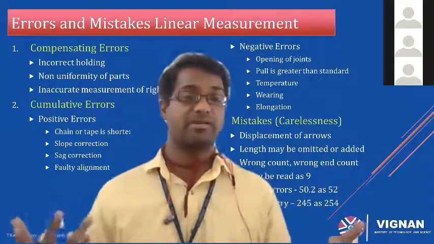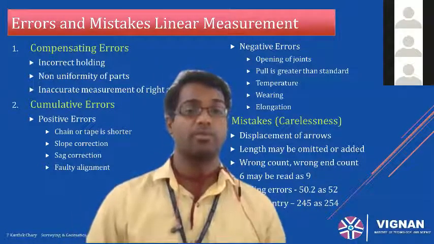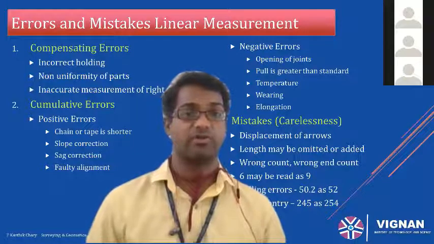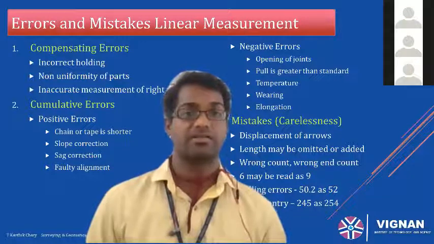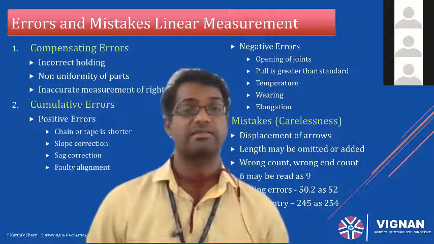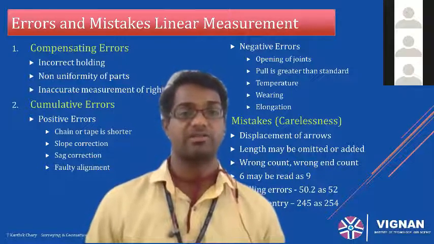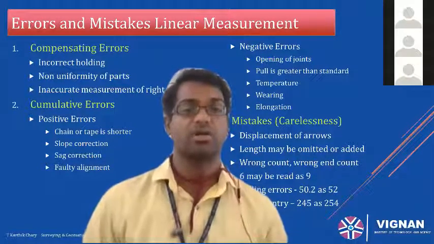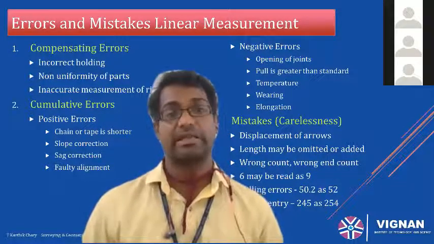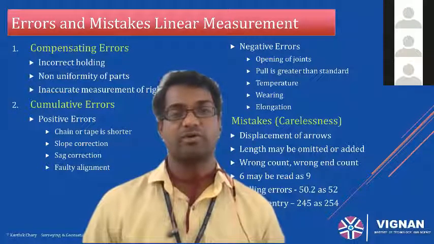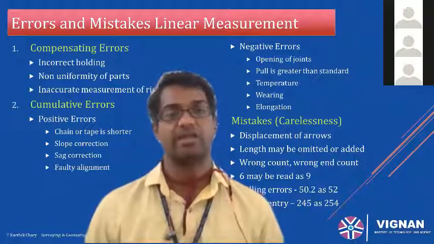There may be times where the joints are open, right? Your pull is not to the standard. When you are stretching it, when you are holding it, there may be a chance of you pulling it more than the standard. Then you are measuring an excess length rather than the actual length. Your tape may also have wear and tear on the ground. This causes a lot of elongation. These are the negative errors. So you have calculated more than the normal, so the correction is always negative. That is how the negative errors are.